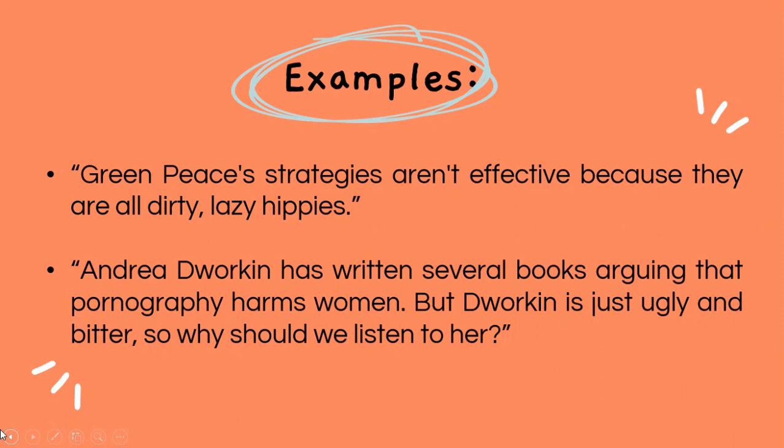Instead, the author attacks the characters of the individuals in the group. Second, Andrea Dworkin has written several books arguing that pornography harms women, but Dworkin is just ugly and bitter, so why should we listen to her? In this example, Dworkin's appearance and character, which the arguer has characterized so ungenerously, have nothing to do with the strength of her argument, so using them as evidence is fallacious.